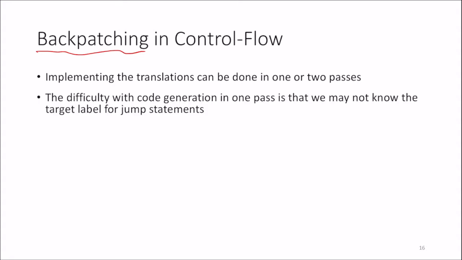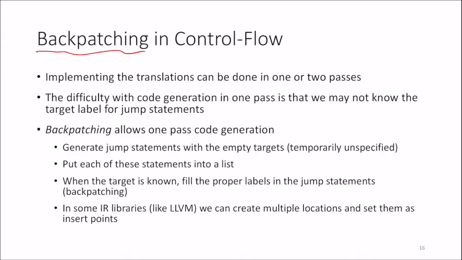The target labels are the main issue in control flow. And backpatching is a fairly nice idea. The idea is you generate the go-to statements or jump statements with empty targets. They're temporarily unspecified. We put the statement which has this empty target into a list. Once the target is known, we fill in the proper labels in those go-to statements or jump statements. So essentially let's say we have a go-to statement that's going to a location further down in the code. We haven't generated it yet.